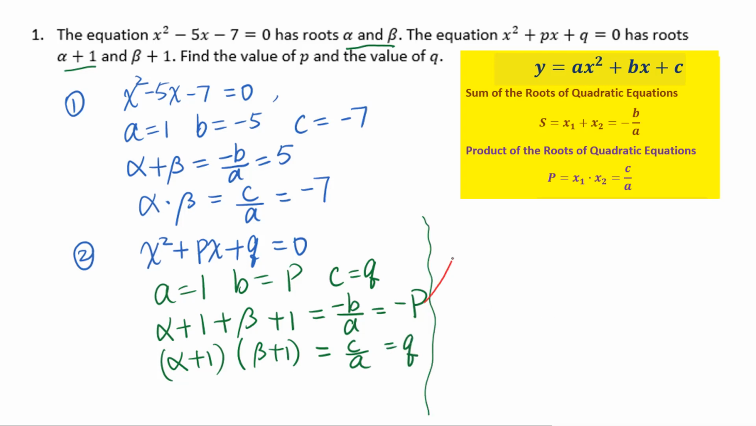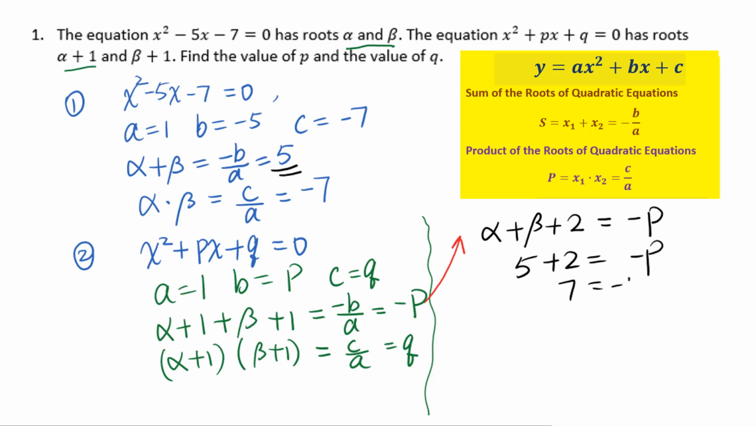For this equation, let's simplify. You will get alpha plus beta plus 2 equals negative p. Alpha plus beta, that is 5. So we get 5 plus 2 equals negative p. 7 equals negative p. So p equals negative 7.